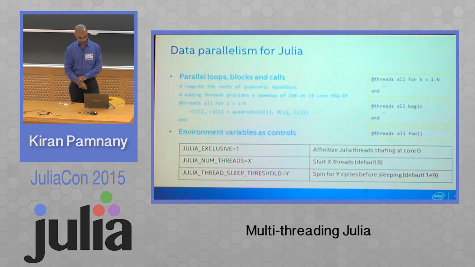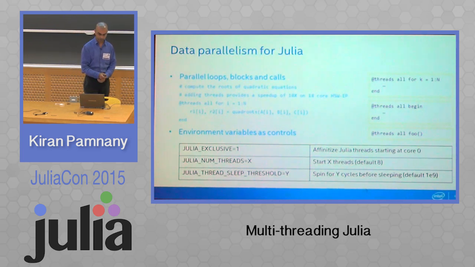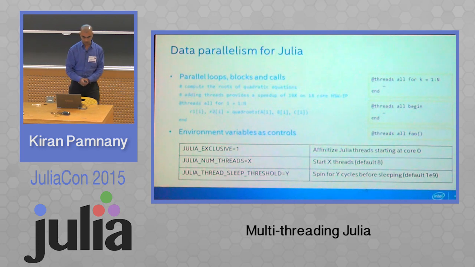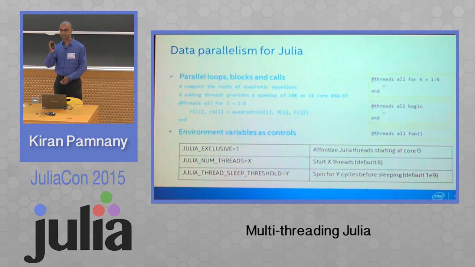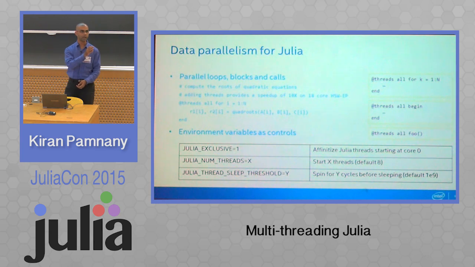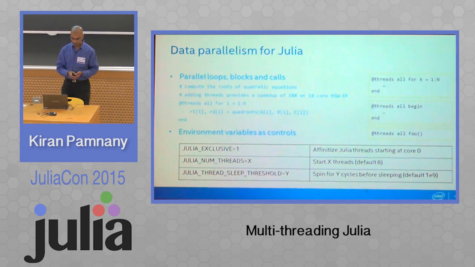Some of the behavior here is controlled by environment variables. You can tell Julia that you own this machine and nobody else is running stuff on it, and you do that by setting JULIA_EXCLUSIVE to 1. What that will do is affinitize the threads starting from the first core and lay out all the threads contiguously on the machine. That's pretty important, and I'll talk about why in a second.